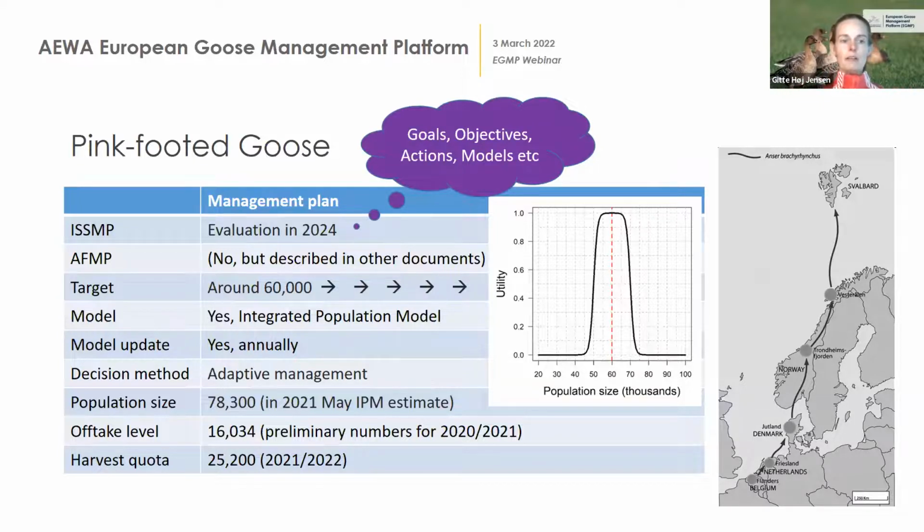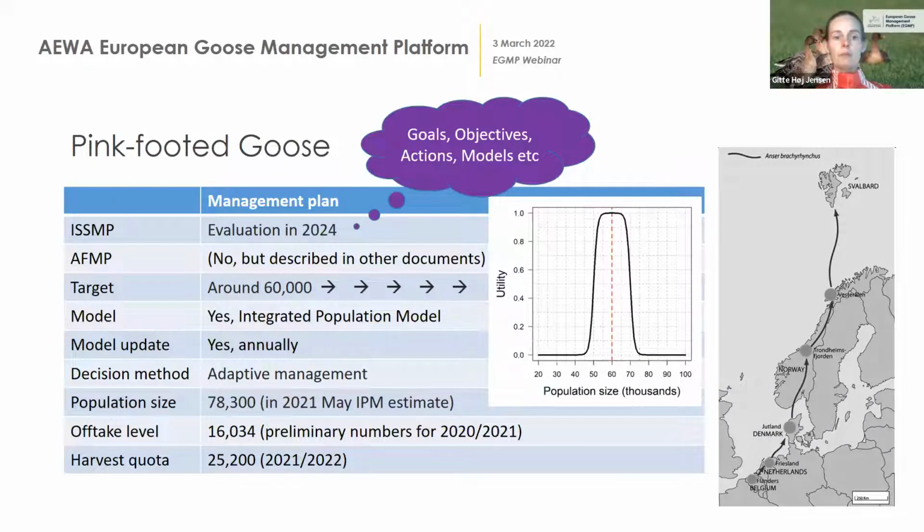We don't have an AFMP for the pink-footed goose, and it's not because we don't have any descriptions of the models or all these operational parts, but they're described in other documents. But as the EGMP developed, we saw the need for actually having these AFMPs where we make some more technical descriptions for making the process more operational.